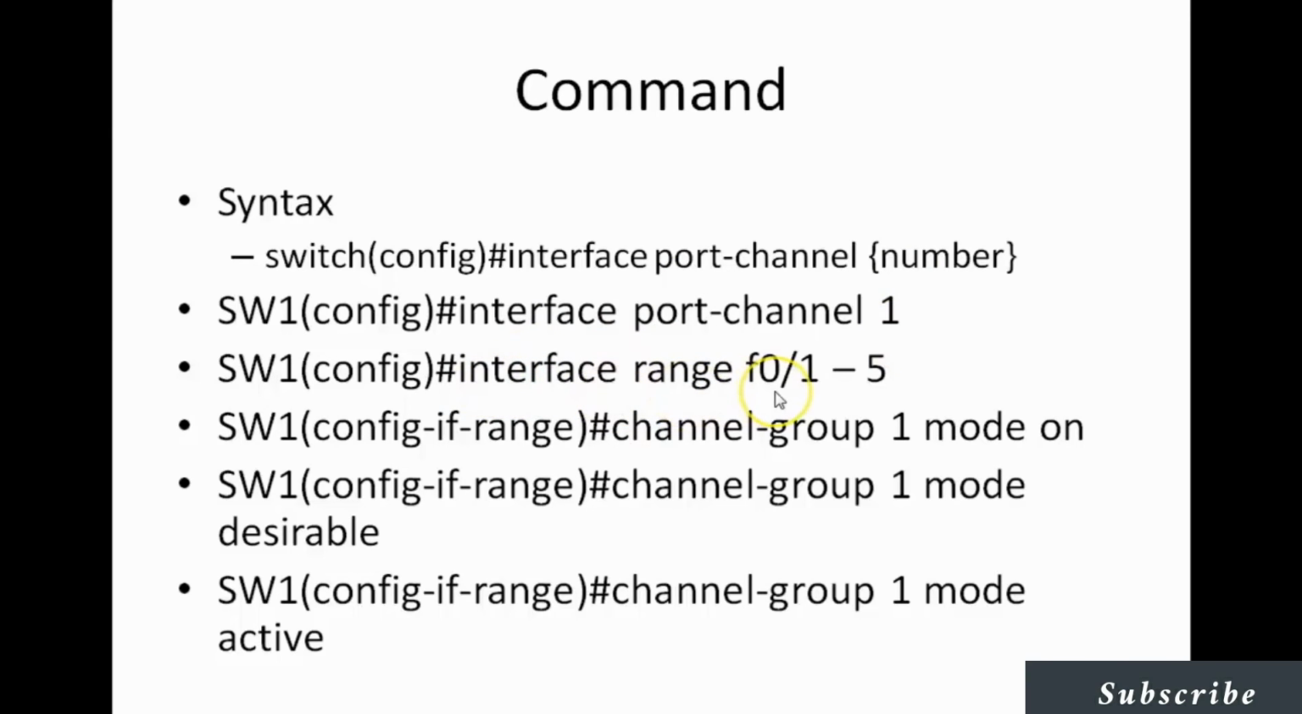As I told you, it supports 8 particular port channels. So I had considered here interface range fast Ethernet 0/1 to 5. So it includes F0/1, 0/2, 0/3, 0/4 and 0/5. So now we are creating a group of those particular interfaces. In that interface range, we are writing channel group. We are creating a group of these particular interfaces. So channel group 1 mode.